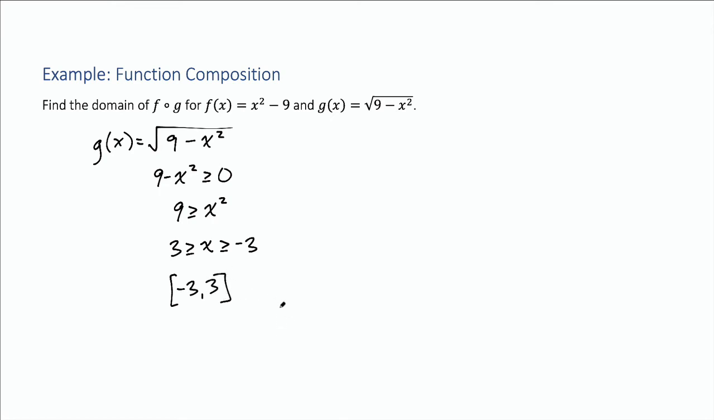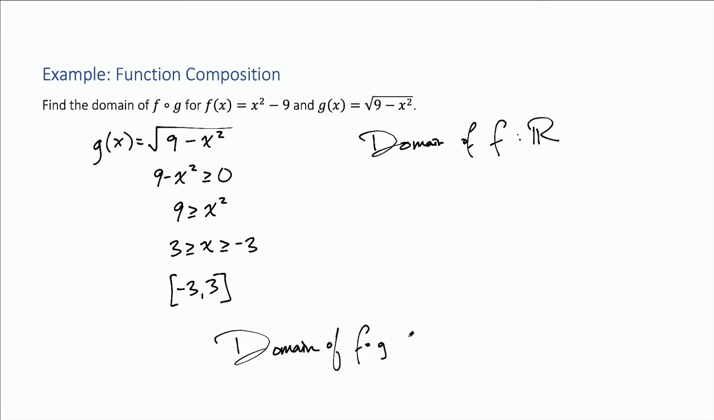Now for f composed with g, we just need to make sure that the output g of x is in the domain of f. Now the domain of f is all real numbers because it's x squared minus 9. There's no problems there. So automatically we know that this domain, negative 3 to 3, is contained within there, and so that's going to be the domain for f composed with g. Domain of f composed with g is that entire interval.